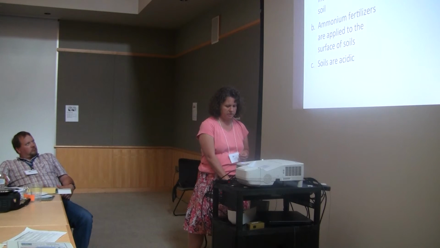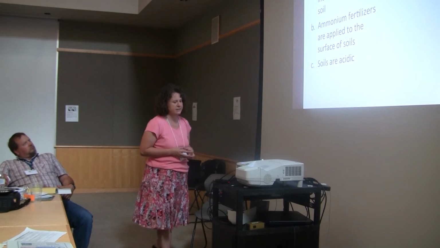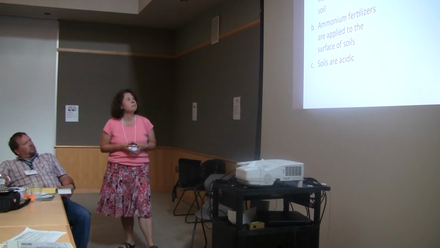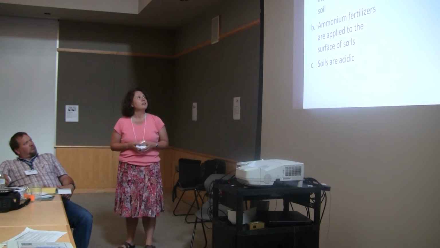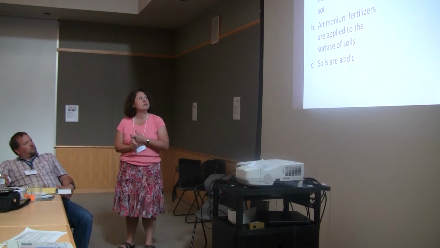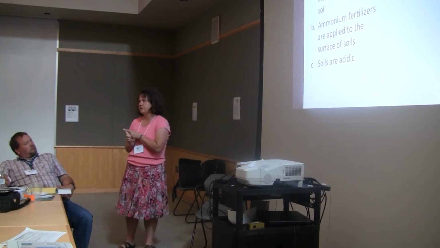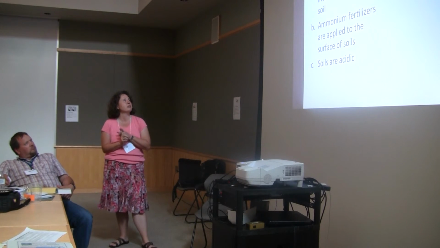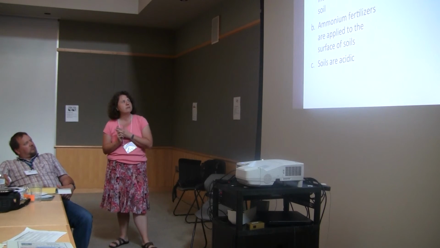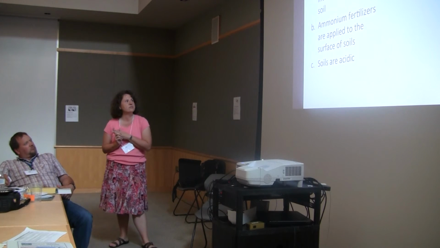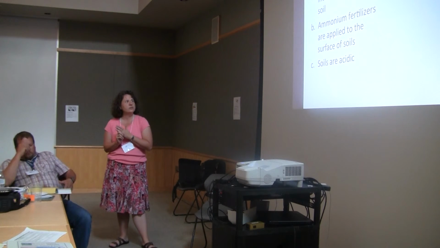Okay, next one. Ammonia gas is more likely to be produced when A, nitrate fertilizers are incorporated into the soil, so a nitrate-containing fertilizer, like potassium nitrate. B, ammonium fertilizers are applied to the surface of soils. C, our soils are acidic.